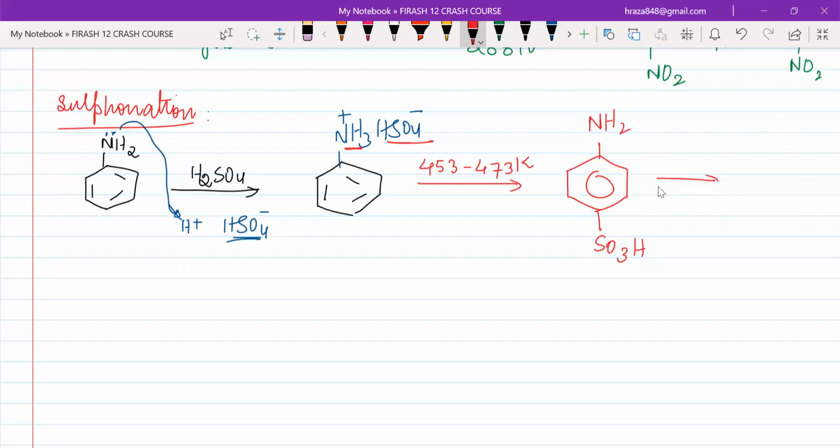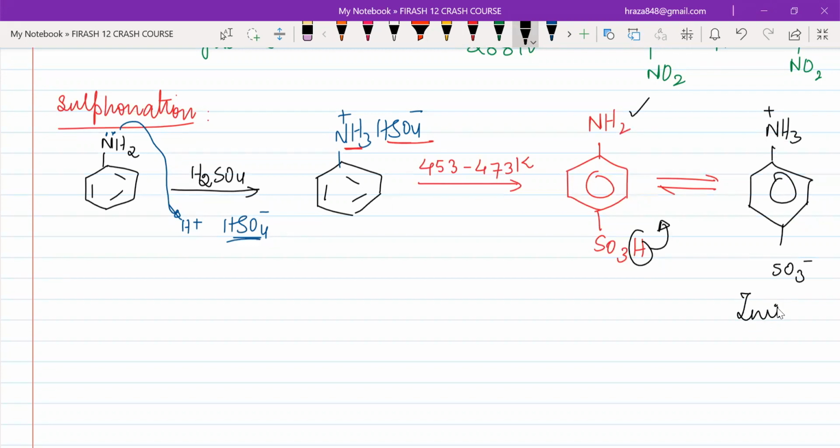Now there is a very important term that is known as Zwitter ion. So what will happen? It will release H plus, and H plus will go here, and it forms NH3 positive, and here your SO3 negative is there, which is known as Zwitter ion. Migration of H plus. Is that clear?